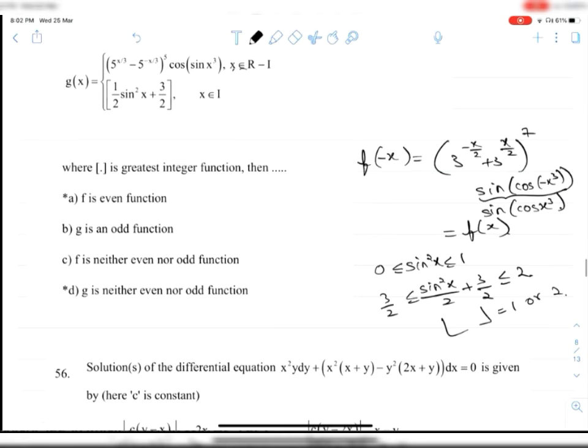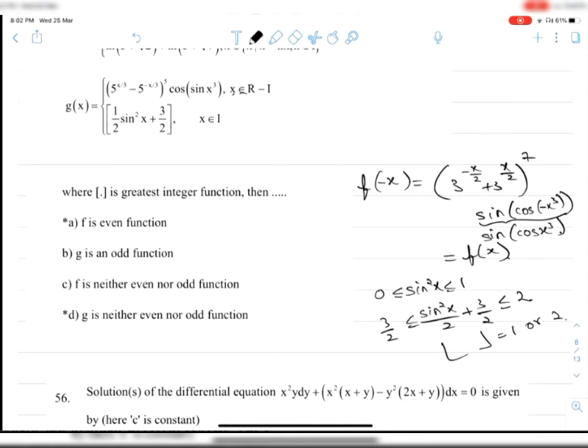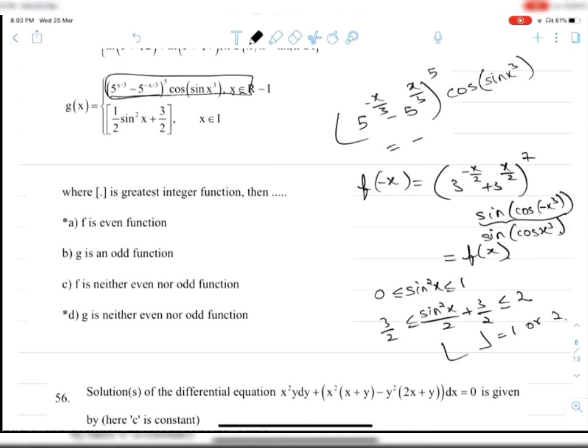So see, again, we don't need to solve further. If you observe this function, in the place of x, if you substitute minus x, you will get an odd function. That is (5 power of minus x by 3 minus 5 power of x by 3) whole power of 5 into again cos of sine of minus x cube. But because there is a cos here, again it will be cos of sine of x cube. This is minus of the given function g of x, because odd power is there.